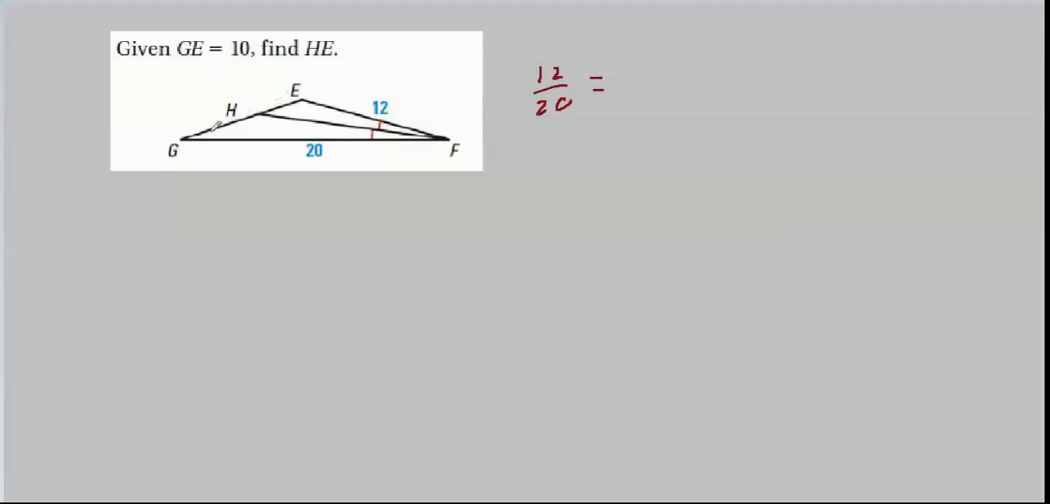But we don't have this length here. We have the whole thing. But that's okay, because we can say that the ratio of, say, this to the whole will be the same as the ratio of this to the whole. In other words, the sum of these two. So instead of this, we can write 12 over 32, and that equals HE over 10.